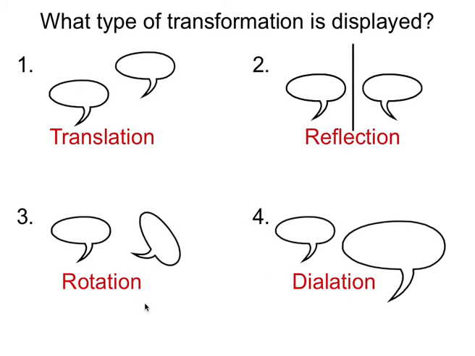The third one is a rotation. Rotation takes an object and rotates it around a point. And you can see that it's still the same size and shape, but it is now at a different angle. Number 4 is a dilation. A dilation can make an object larger or smaller, but it maps a figure to a similar figure.